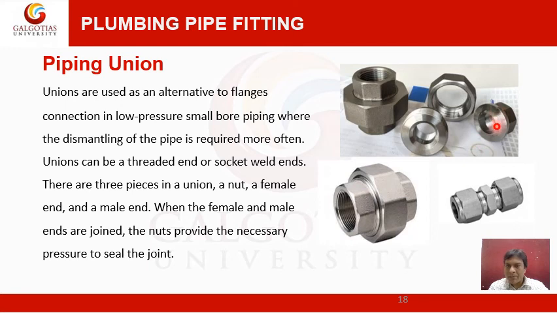Here is the male part and this is the female part and this is the nut. When male and female parts are joined together, the nut provides the necessary pressure to seal the joint. Whenever it is required to dismantle the connection, through this nut we can dismantle the two pipes. Very easily dismantled.